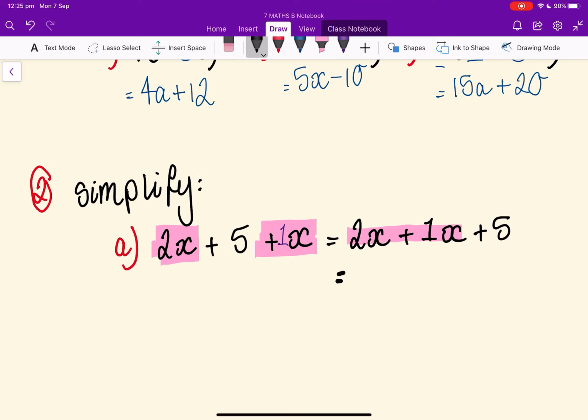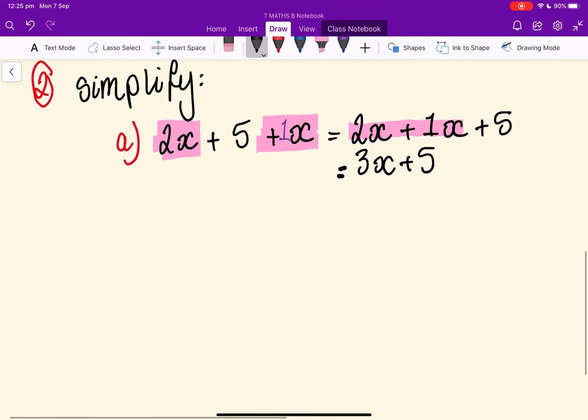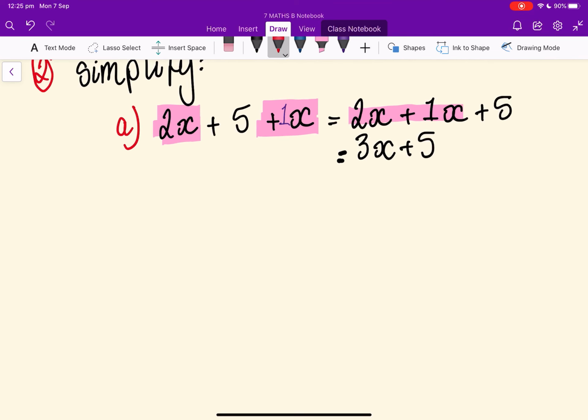2 plus 1 is 3, 3x plus 5. That's my answer. I've simplified it. I'm going to give you one more. Then we're going to combine what we've done in question 1 and in question 2. We're going to combine those skills.